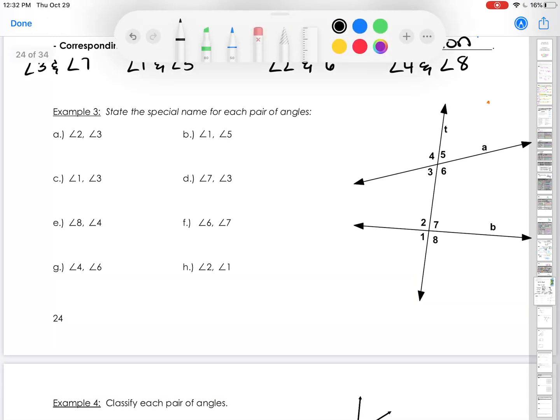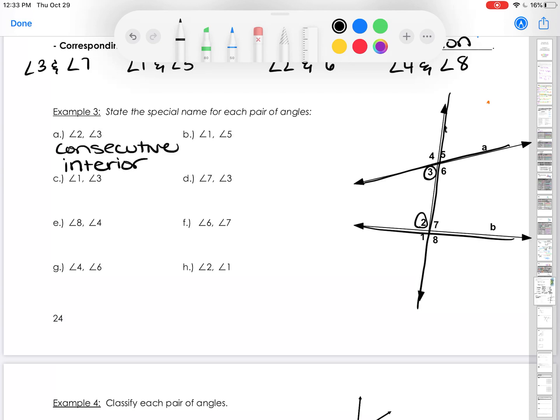All right. So what we're going to do is name the different relationships we see with these angles, using that information from before. So angle 2 and angle 3. Those are both inside the sandwich. T here is my transversal. So they are interior angles, but they're on the same side, so they are consecutive interior.